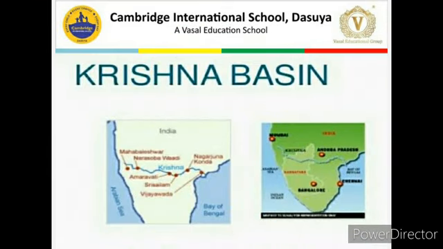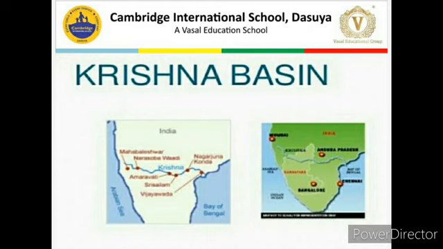Learners, you have already studied three river basins of the peninsular rivers, that is the Tapi river, the Godavari Basin and the Mahanadi Basin. Now let's learn about the Krishna Basin. Rising from a spring near Mahabaleshwar, the Krishna flows for about 1400 kilometers and reaches the Bay of Bengal.